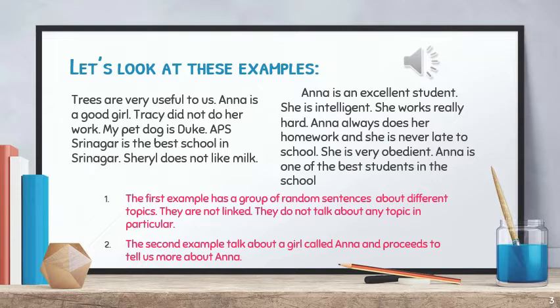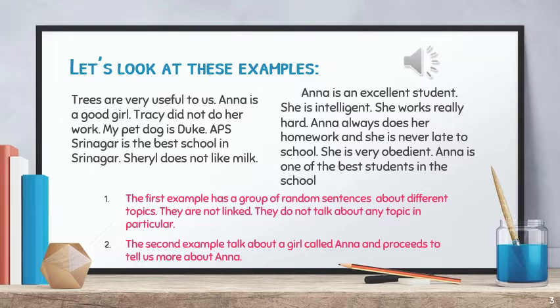No, they're random sentences. They're talking about different topics. They're not linked, are they? They're not talking about any topic in particular. One line is talking about trees, one line is talking about Anna, one line is talking about Tracy, one line is talking about Duke, one line is talking about APS Srinagar, one line is talking about Cheryl. So they are not related in any way. They're all talking about different topics. So this is not a paragraph. This is not how a paragraph looks.